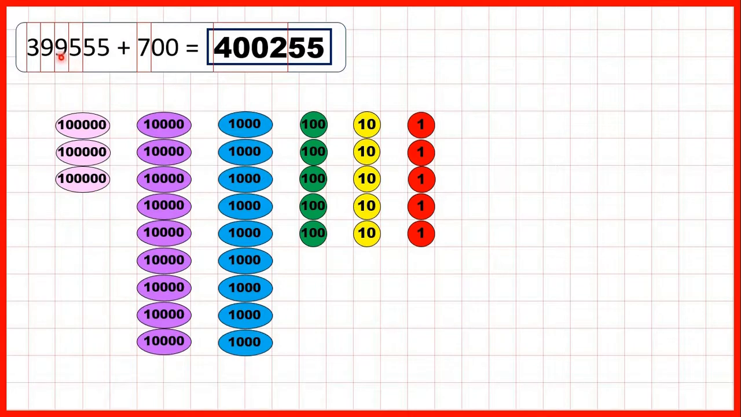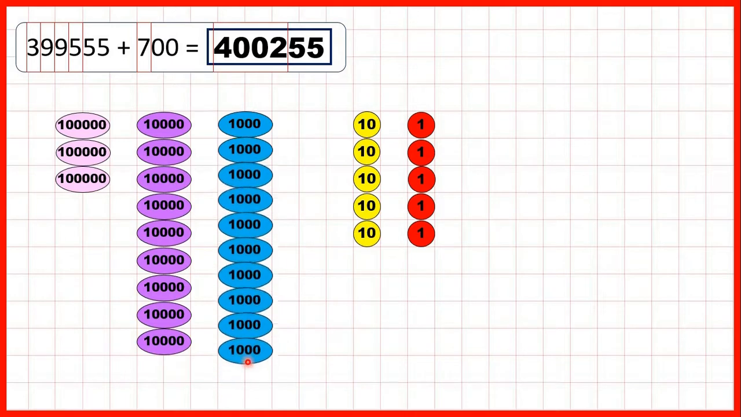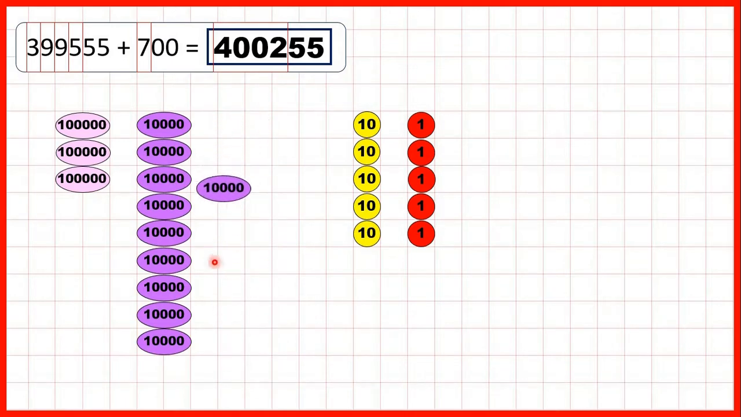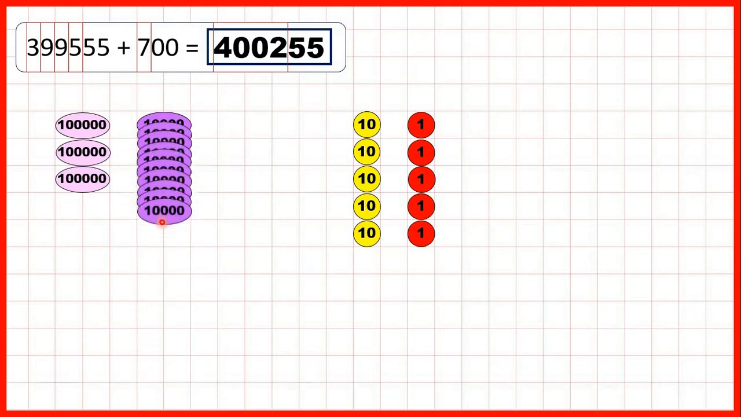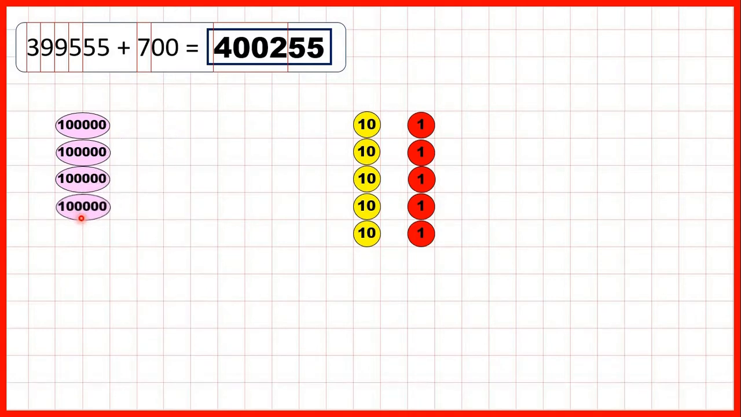Then our last question was 399,555. So that's 300,000s, 9 10,000s, 9,000s, 5 hundreds, 5 tens, and 5 ones. We needed to add 700. We could add 1, 2, 3, 4, 5 hundreds, but adding 5 hundreds means we've got 10 hundreds altogether. So we exchange those for 1,000, but then we can exchange 10 thousands for 1 10,000, and we can exchange 10 10,000s for a 100,000 counter.